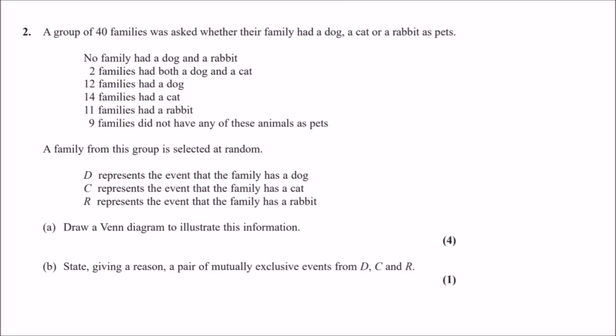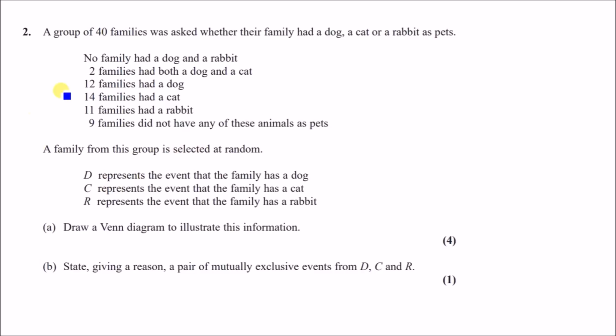Okay, question 2. So before I read the question, I'm going to look straight at the parts. So the first important thing is to realize that we need to draw a Venn diagram to illustrate the above information. So what is the information? Now, according to the top, it says that a group of 40 families was asked whether their family had a dog, which is D, a cat, C, or a rabbit, R, as pets.